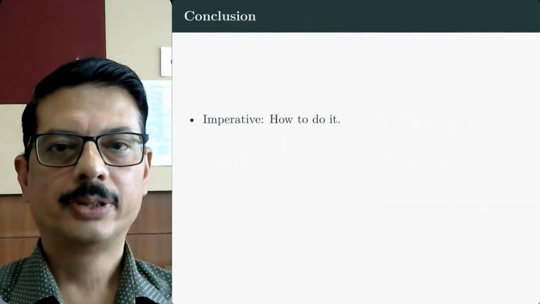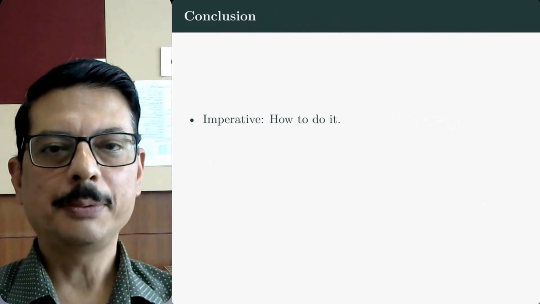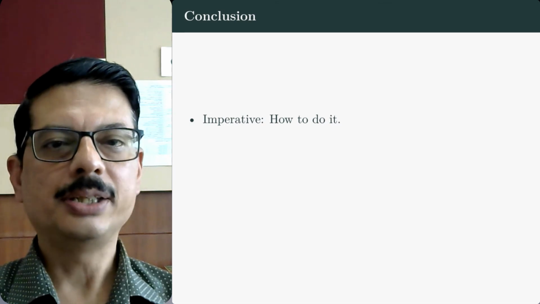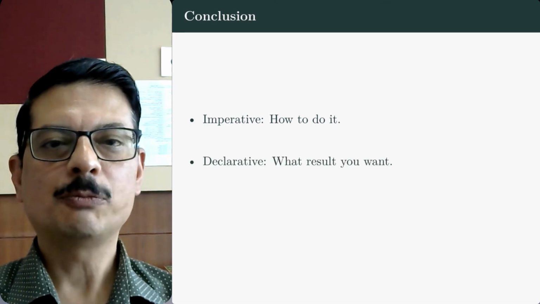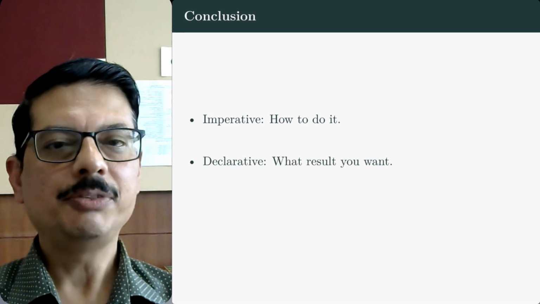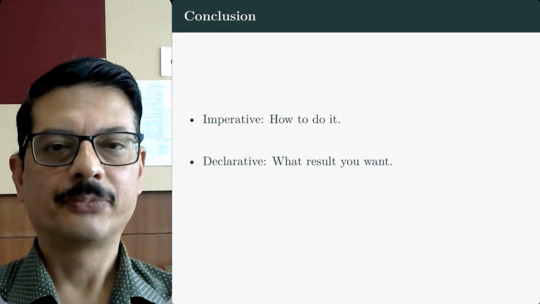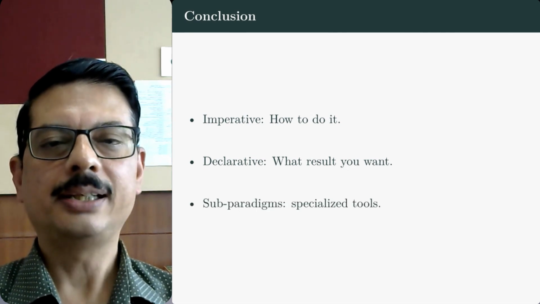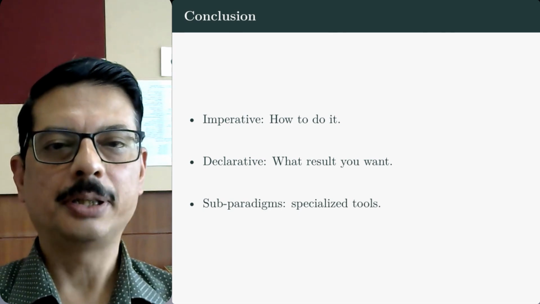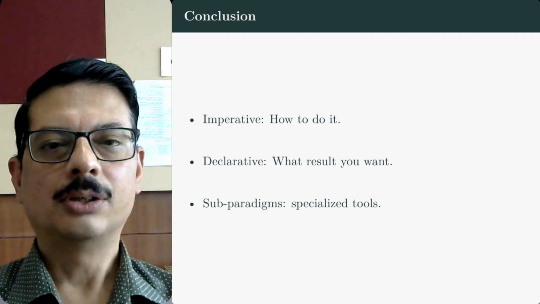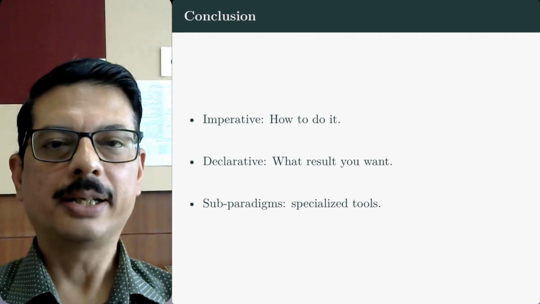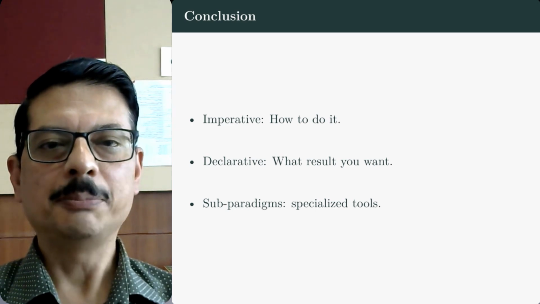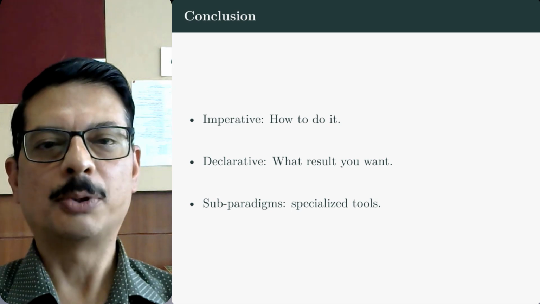To summarize, imperative programming tells the computer how to do something step by step. Whereas in declarative programming, you specify what result you want and leave it to the system to decide how to evaluate it. We also saw that each family has sub-paradigms that highlight different styles, like object-oriented programming, functional programming, or logic programming. By learning paradigms, you build mental flexibility. Each new paradigm gives you a new way of thinking about computation.